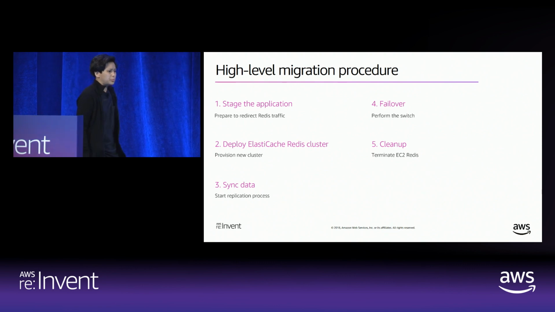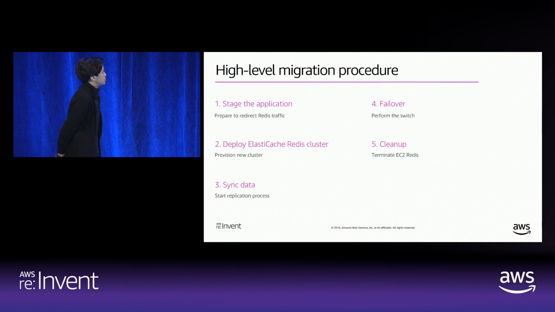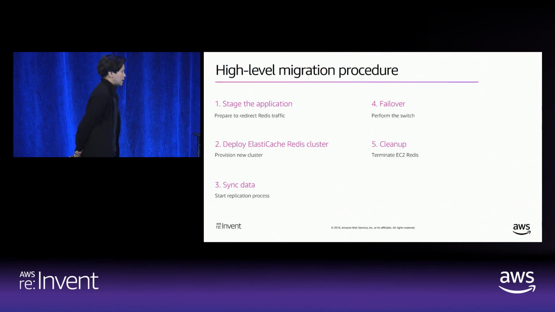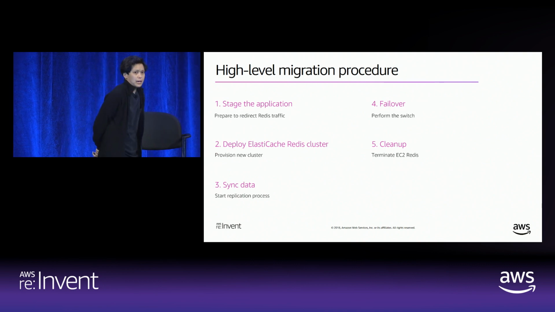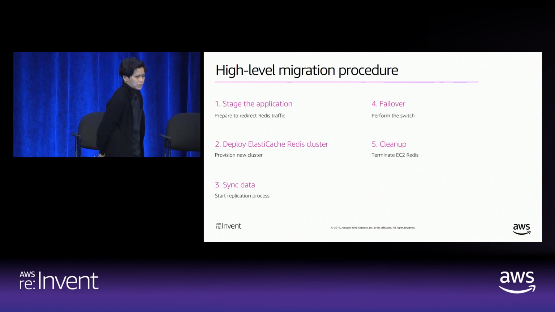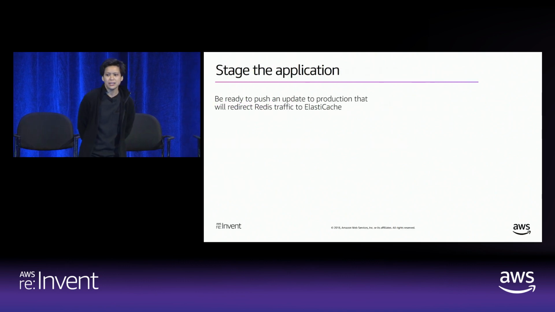And then we had to deploy ElastiCache Redis cluster. So we just provision a new one. We sync the data. We do the failover, and then the cleanup of the old EC2 Redis cluster. So staging the application.